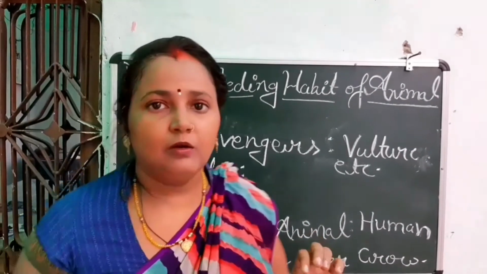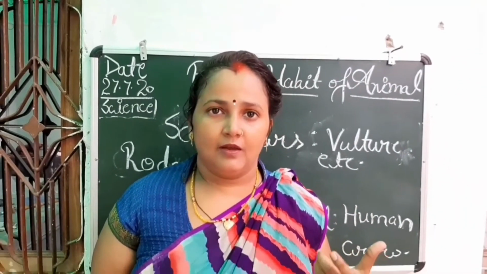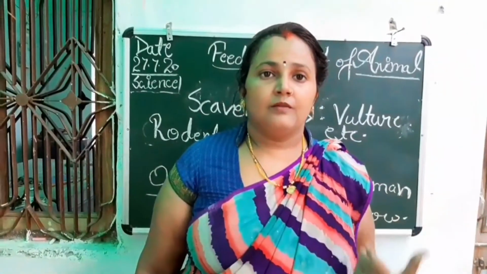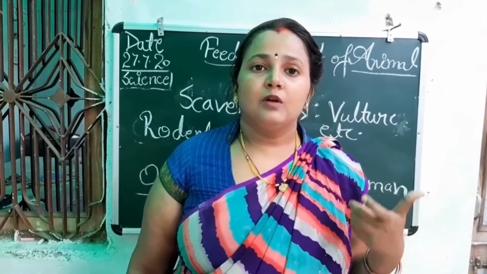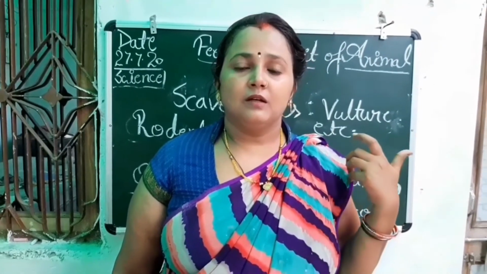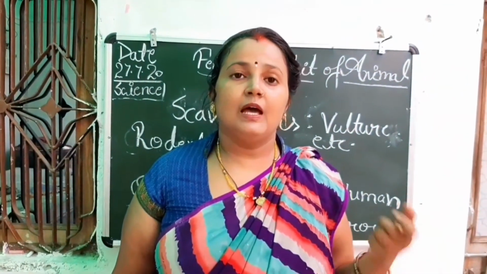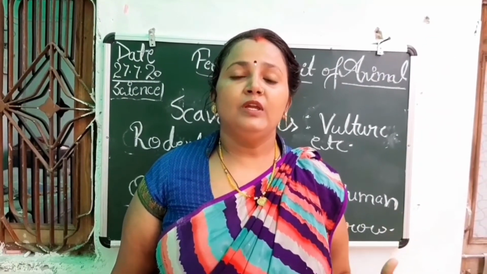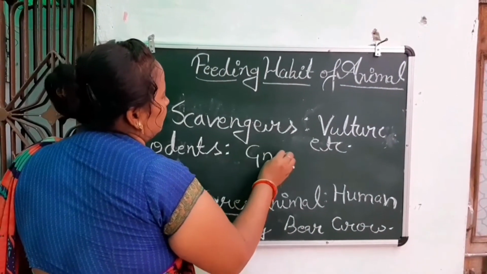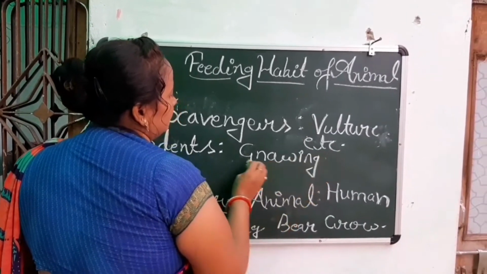Who are called rodents? So the squirrel, have you seen a squirrel? Rat, squirrel. They have constantly growing long incisors, right? They don't have canines. So with the help of them, what are they doing? Gnawing. They gnaw the seeds, right?